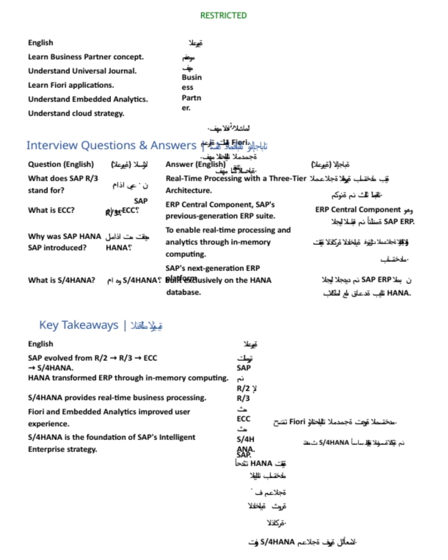Let's take a closer look at S/4 HANA, SAP's next-generation ERP platform. It's built exclusively on the HANA database, which enables real-time business processing through in-memory computing. This shift transformed traditional ERP systems, making data faster and more accessible. With Fiori and embedded analytics, the user experience is smoother and more insightful. S/4 HANA forms the foundation of SAP's intelligent enterprise strategy, evolving from earlier versions like R2, R3, and ECC to meet today's dynamic business needs.